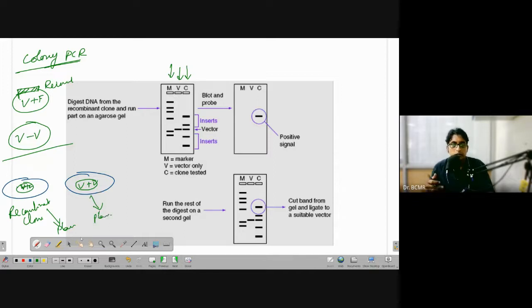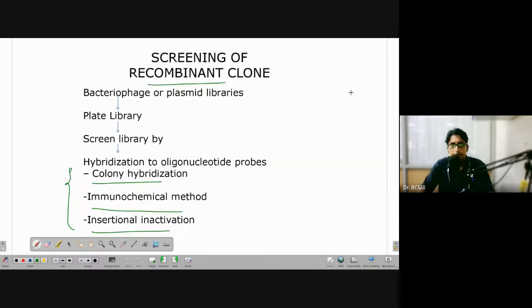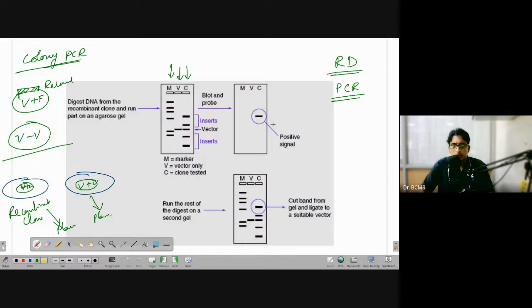And then you can do simple PCR, or you can do restriction digestion. That is one way of doing it. You can do PCR to find out. I will discuss this figure in a while. Just follow the simplest ones, how to do that.